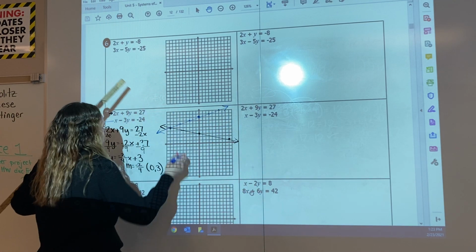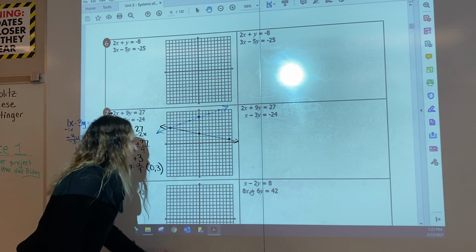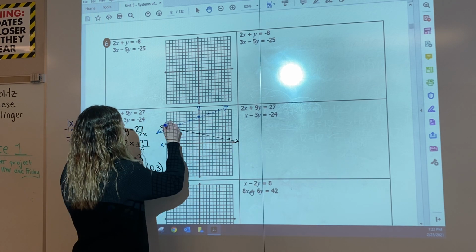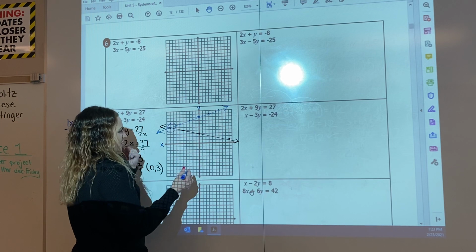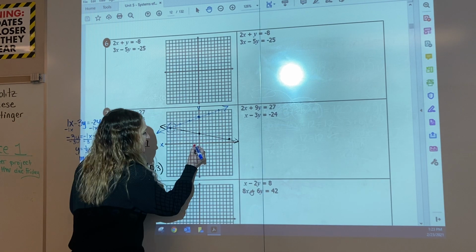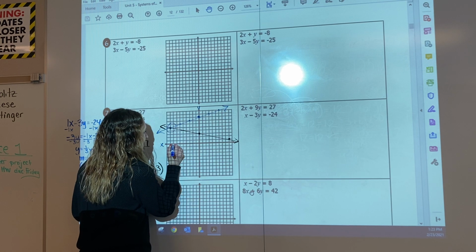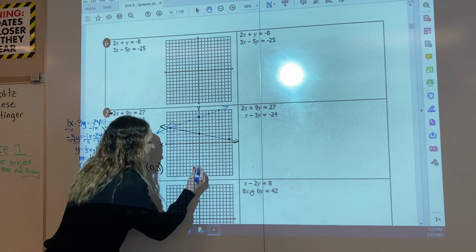We've got to find that ordered pair. So again, we're going to start looking at the x-axis and then the y. Here's where they intersect. So I'm going to go to the left, so that's going to be negative 1, 2, 3, 4, 5, 6, 7, 8, 9. So we have negative 9.